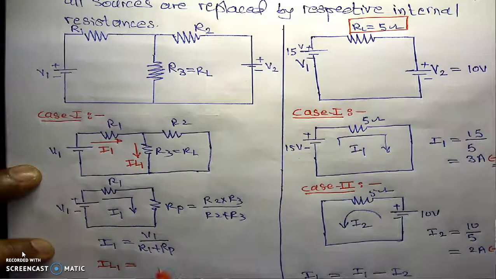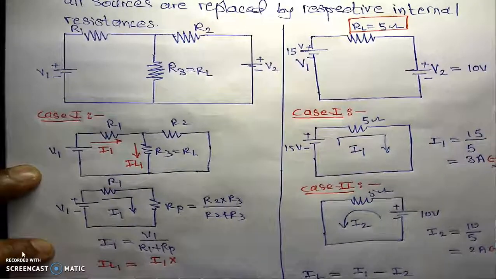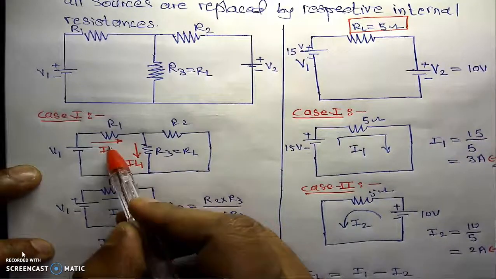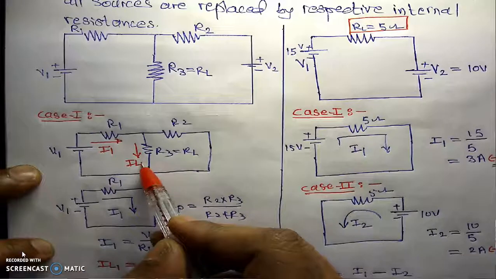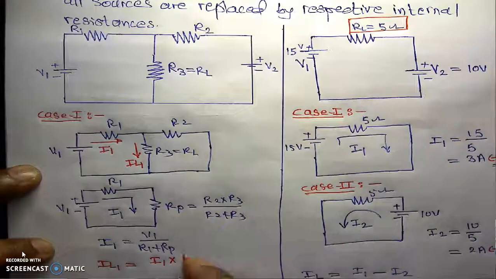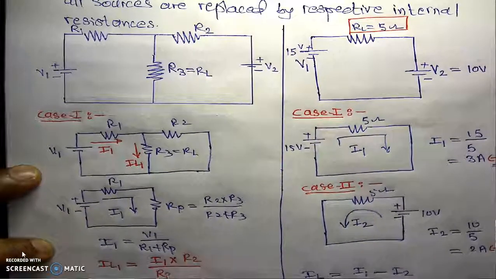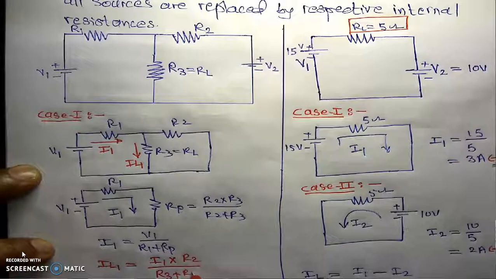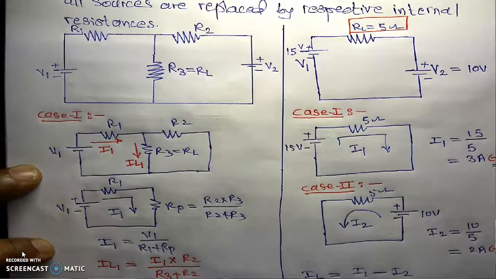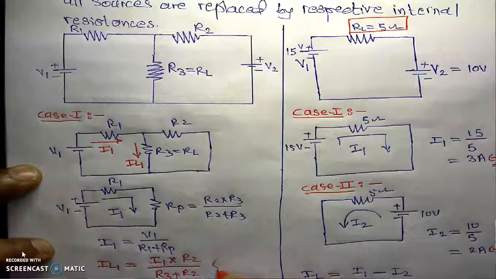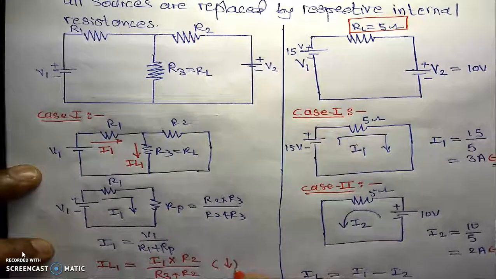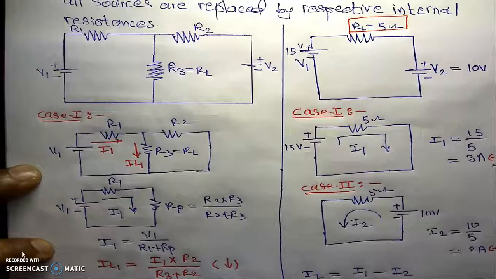That is, the total current, which is I1, into the resistance of the opposite branch. This current is known, and we are interested in calculating IL1. This opposite branch is R2, divided by the resistance of both branches, that is R3 plus R2, or RL plus R3, because R3 and RL are the same. Now look at the direction of the current. The direction of the current is downward. That is, IL1 is downward.